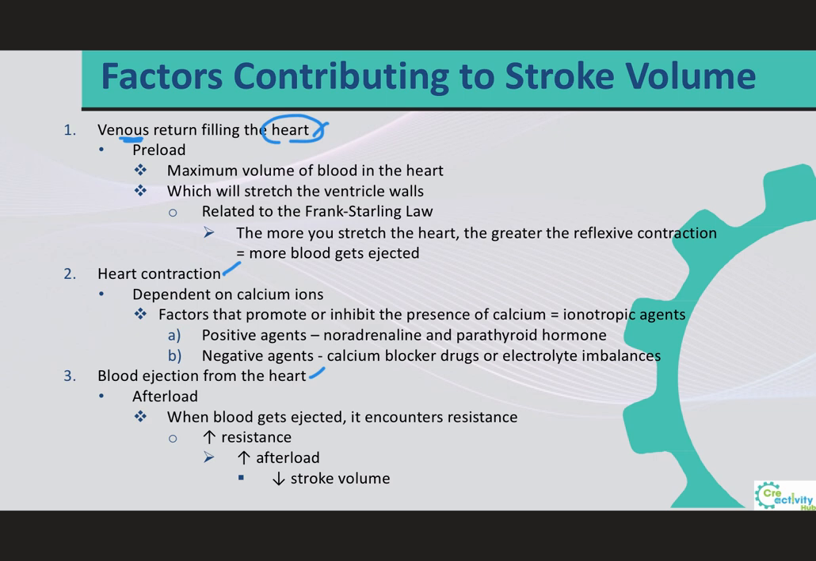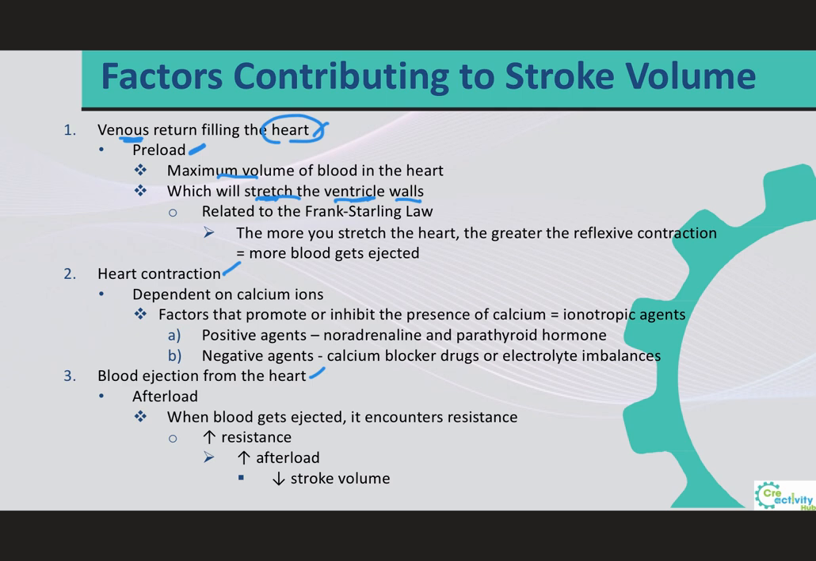And once the heart is maximally filled, meaning that all the blood from the venous return is inside of the ventricle, we will call this a preload. So the preload is going to be the stretch that the blood places on the ventricle walls when it is maximally filled. So the most amount of blood that can enter into the heart will cause a stretching of the walls of the ventricles. And why is this important to know?